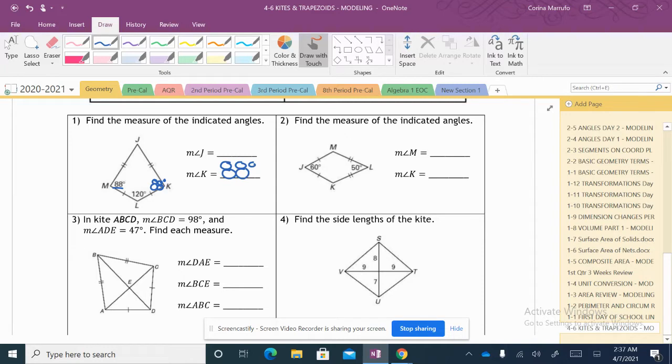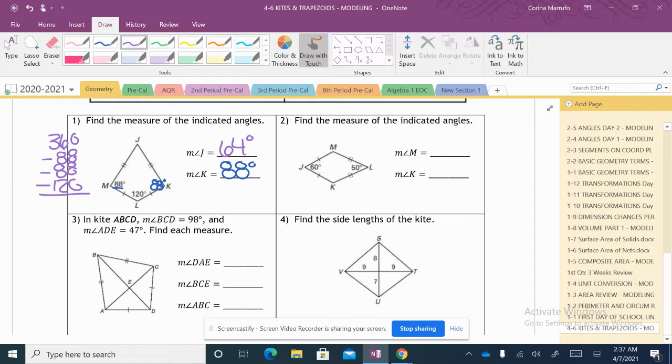And then to find angle J, we know that the four angles of a quadrilateral should add up to 360. So we're going to have to subtract the 88, the other 88, and the 120. That'll give us the third angle J. Let me put that in my calculator real quick. It gives me 64 degrees.